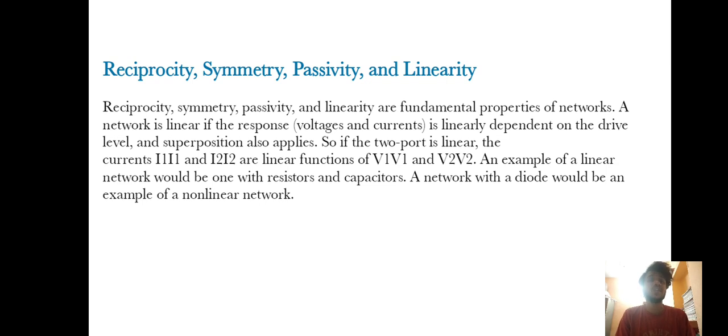A network is linear if the response, voltage and current, is linearly dependent on the drive level, and superposition also applies. So if the two-port is linear, the currents I1 and I2 are linear functions of V1 and V2. An example of a linear network would be one with resistors and capacitors. A network with a diode would be an example of a non-linear network.